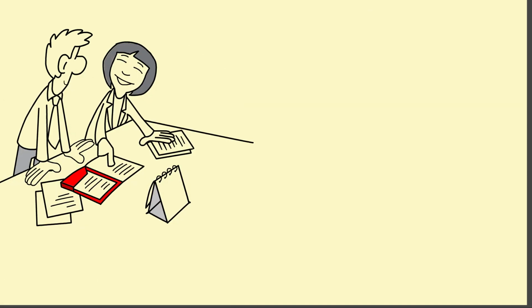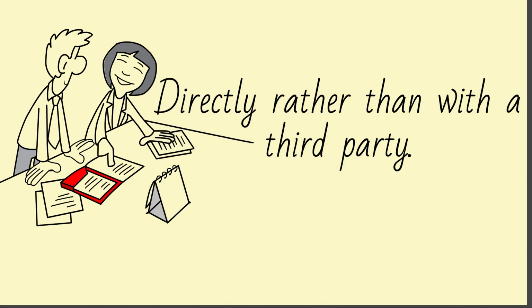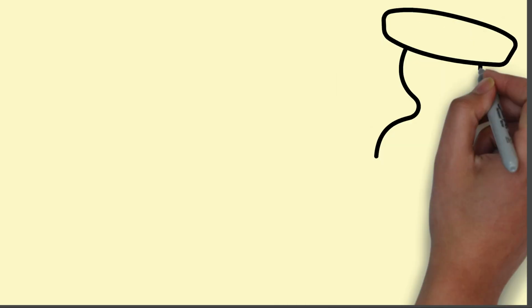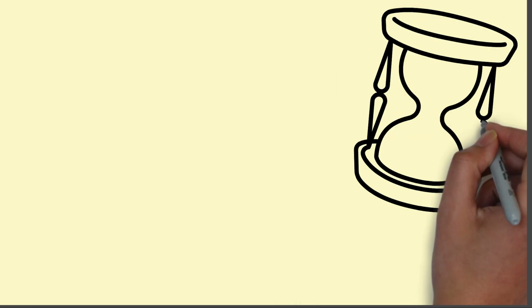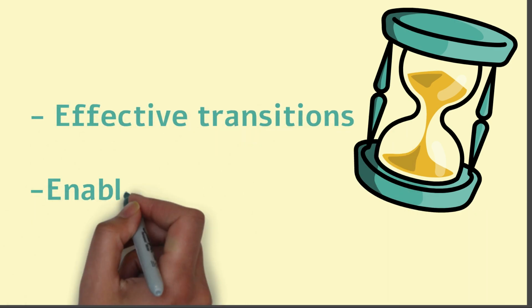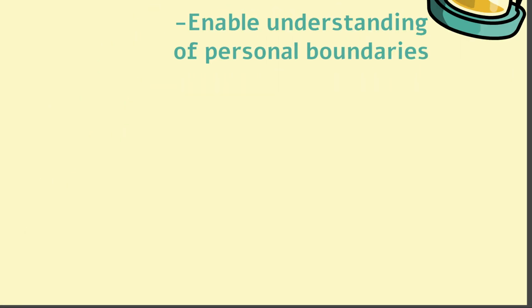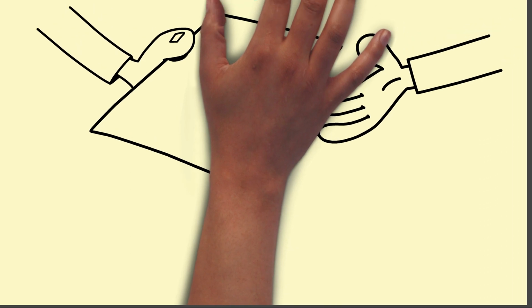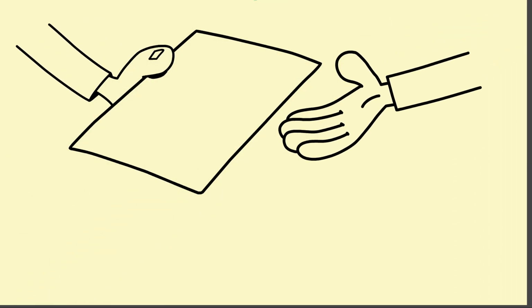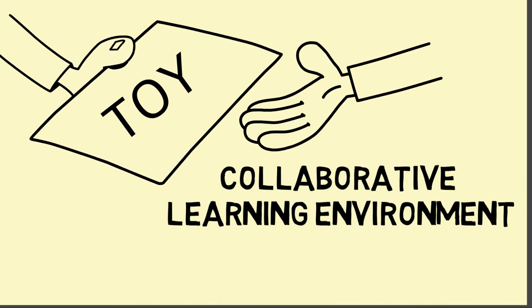When identifying a child's interests and dislikes, it is preferable to communicate directly with the child rather than with a third party. An effective strategy that can be implemented is to introduce a timer to a child's play. Gradually, this will result in more effective transition and enable a greater understanding of personal boundaries when playing with others. For Bradley, this advances his sharing skills and enables a more collaborative learning environment.